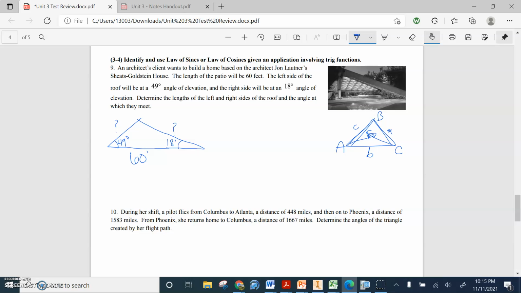And with that said, for the law of sines, we need side A and angle A, or we need side B and angle B. And if you look at this picture, all we have is 60 feet here, but we don't have the angle to go with it. And without that, we can't use law of sines because we'll end up with too many variables in our equation.